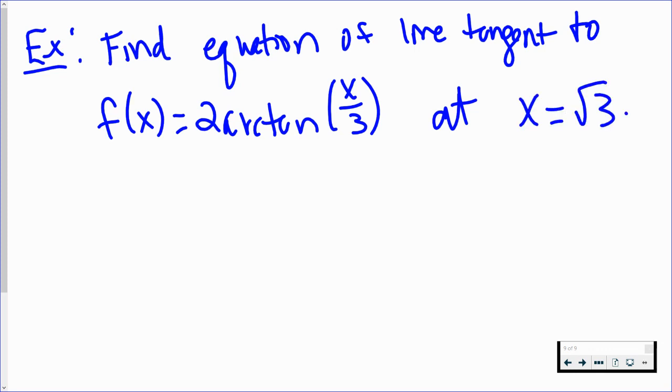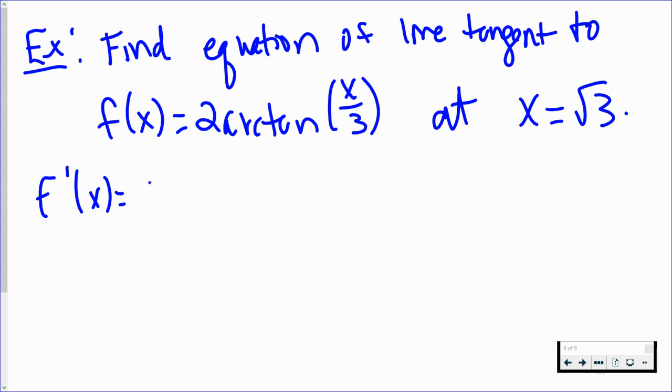Okay, so just like normal, we need to have the derivative so that we can plug in the x value to find the slope, and we need to plug the x value into the original so that we can find the y coordinate. Okay, so let's start. Let's just go ahead and find the derivative.